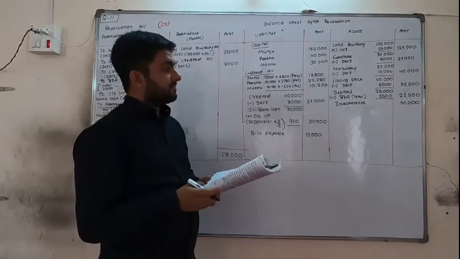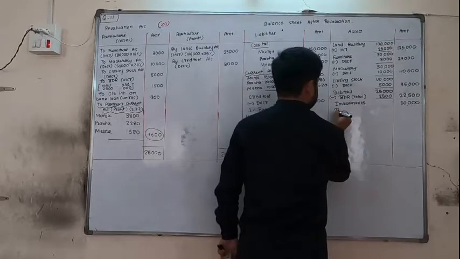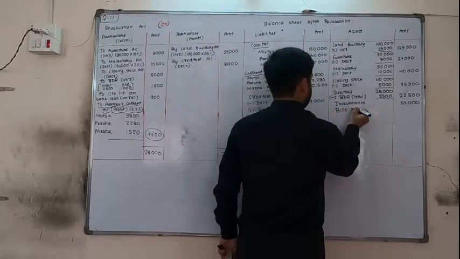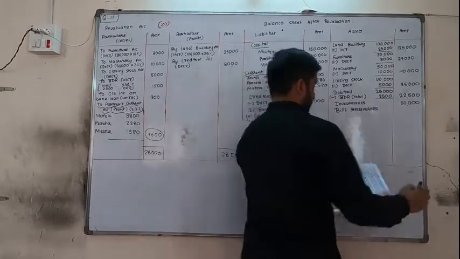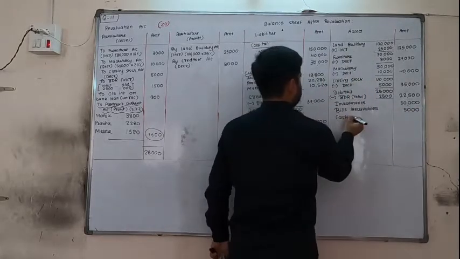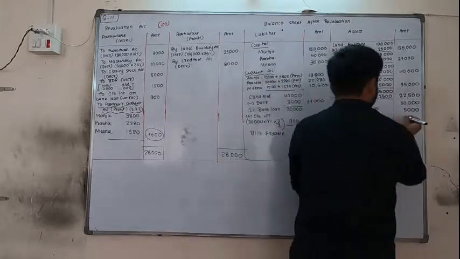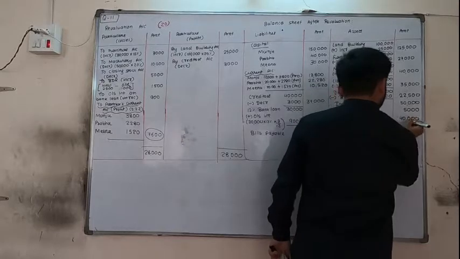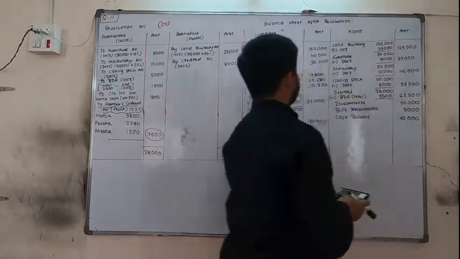Then for current assets, closing stock has come, debtors have come. Now bills receivable: 5,000. And last, cash balance: 40,000. Let's take the total to see whether both sides are equal or not.